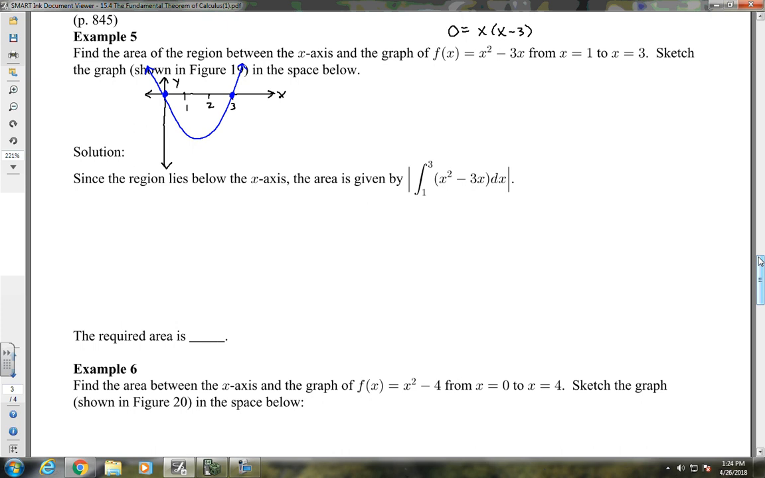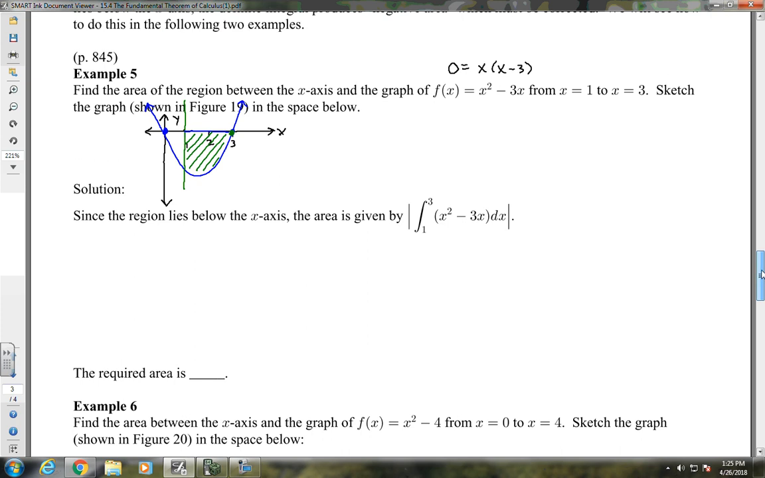We want to find the area of the region between the x-axis and the parabola from x equals 1 to x equals 3. So x equals 1 is right here, and x equals 3 is this intercept. So I want the area between the curve and the x-axis from x equals 1 to x equals 3. So I want to calculate the area of that shaded region. Well, that's not a normal, ordinary geometric space, so we don't have a formula to apply to it, but we can calculate the area using a definite integral.